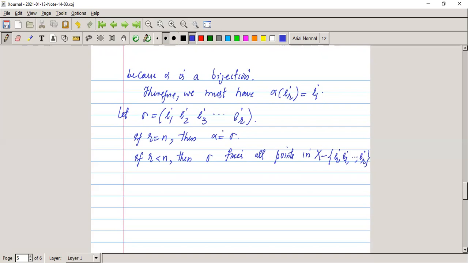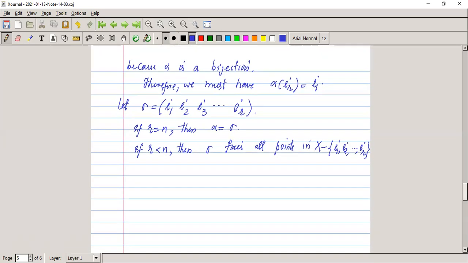So if R is equal to n, then alpha is equal to sigma. That means the permutation alpha is a single cycle. But if R happens to be less than n, then sigma fixes all points in X minus I1, I2, up to IR, where X is the original set on which the permutation group Sn has been defined.